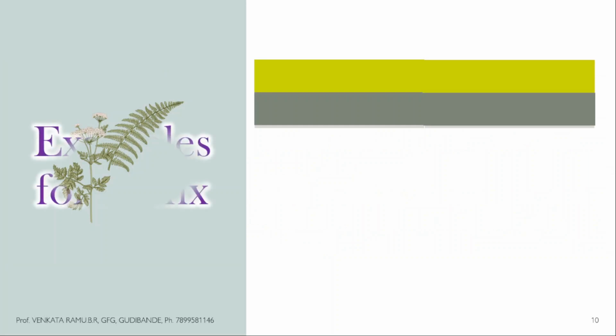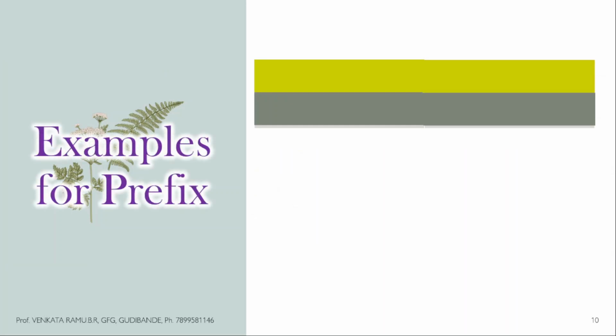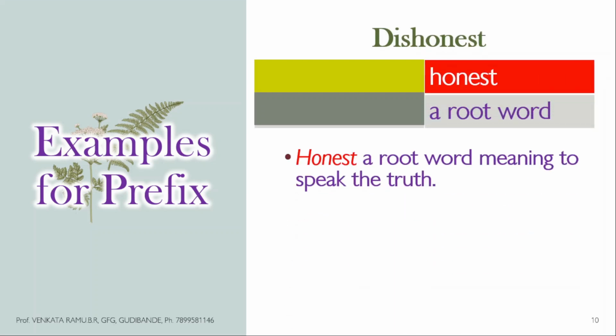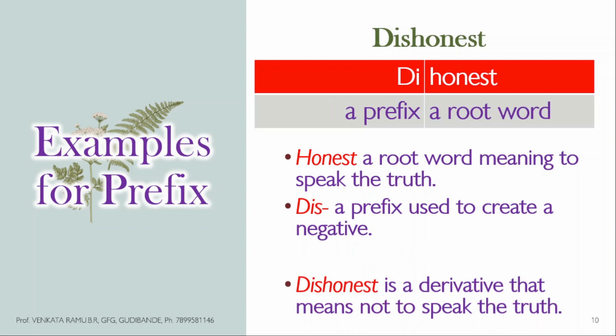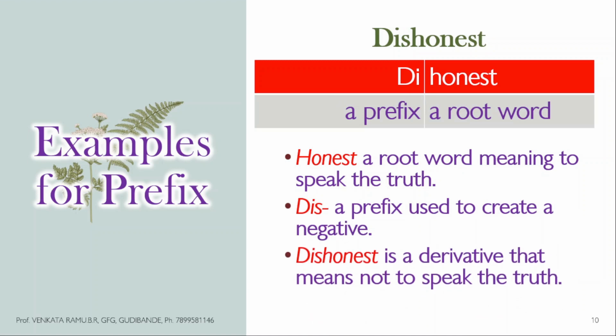Now let's jump on to the examples for prefix. Let us take a word called dishonest. In this word, honest is a root word meaning to speak the truth. We have the word dis. This is a prefix used to create a negative impression. Thus, dishonest is a derivative that means not to speak the truth.